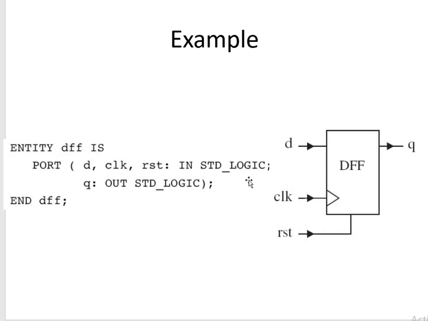Then standard logic is another type of signal that is used for simulation and nowadays is very famous for VHDL designers and coders. Okay, here we can write STD logic instead of bit. Then we can write D, clock, RST, it means reset, in, input, signal mode, and standard logic as signal type. And another line is about Q. Q is out and standard logic too, and then end DFF.